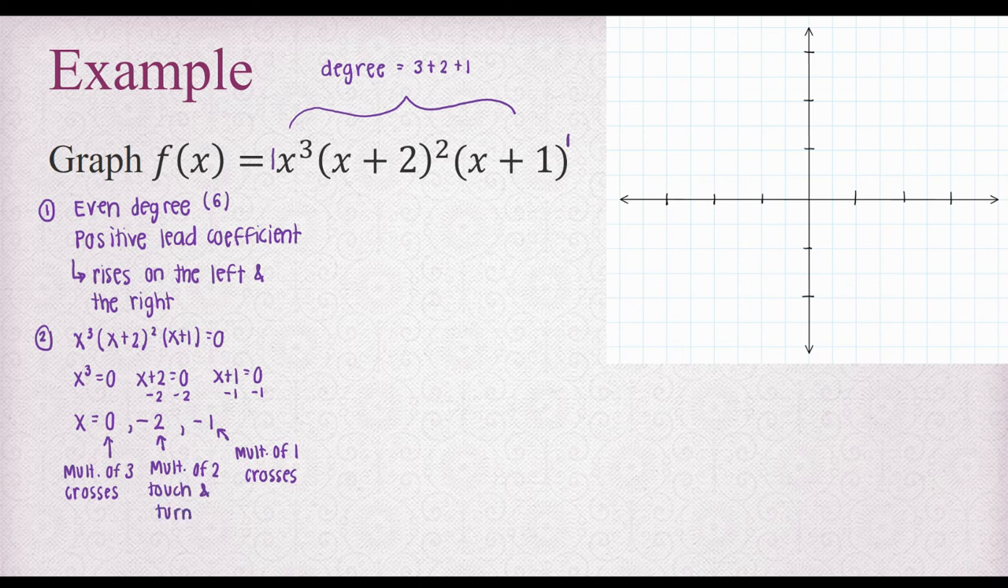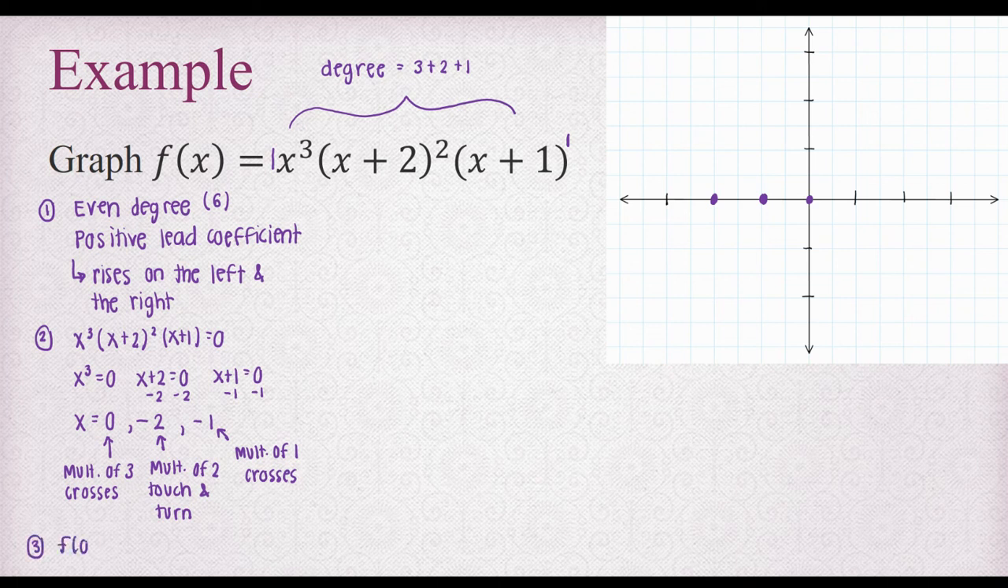Okay, so I can plot those x-intercepts. So we've got (0, 0), we've got (-2, 0), and we've got (-1, 0). So those three are going to be on the x-axis. Okay, the next thing we're going to do is figure out the y-intercept.